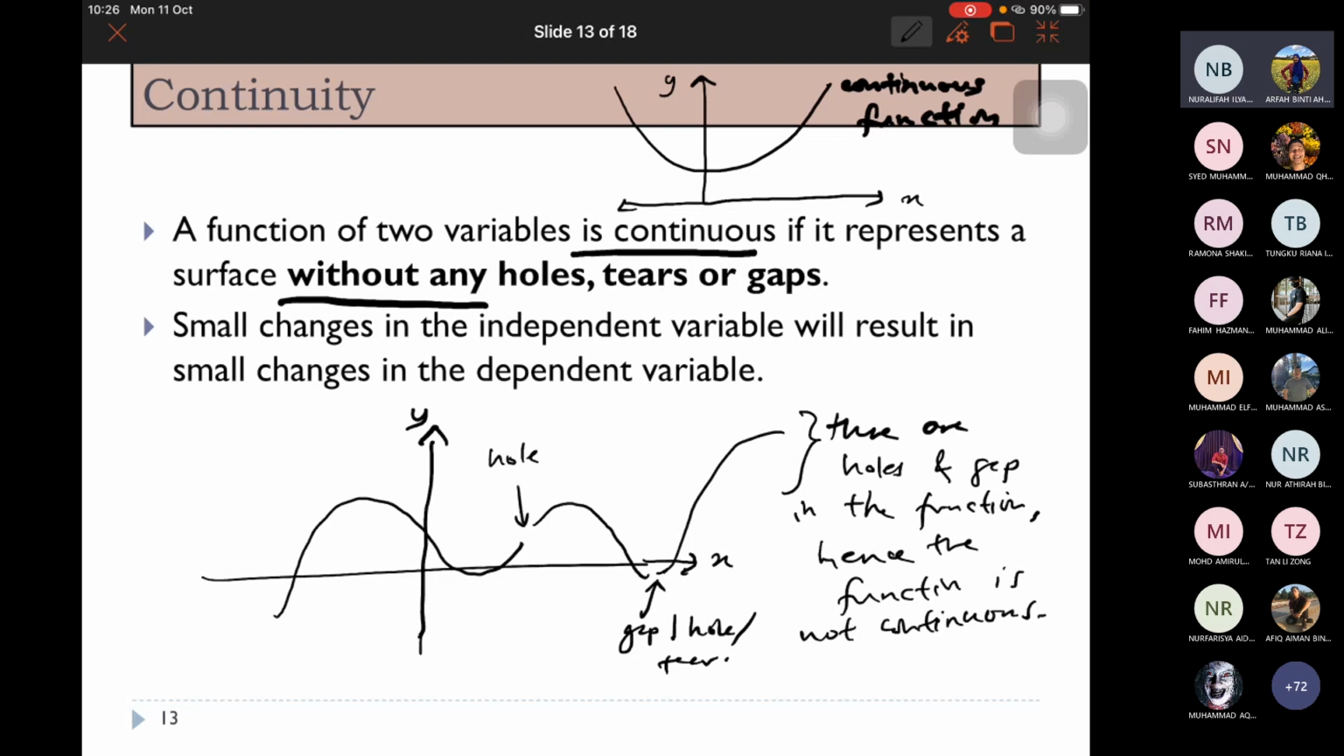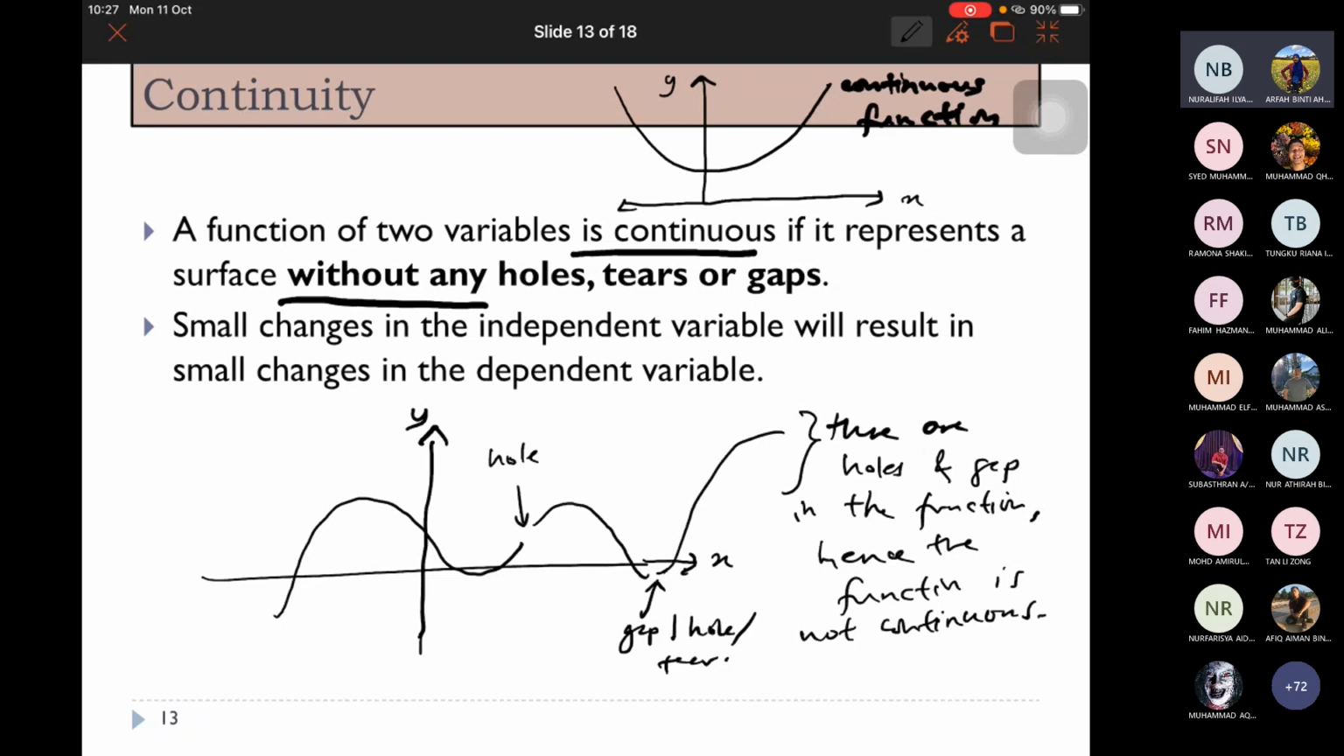So a small change in the independent variable will result in a small change in the dependent variable. Okay. So kalau ada satu perubahan dalam nilai of the function, dia akan merubah the function. So daripada sini, let's take a look into more definition of continuity.